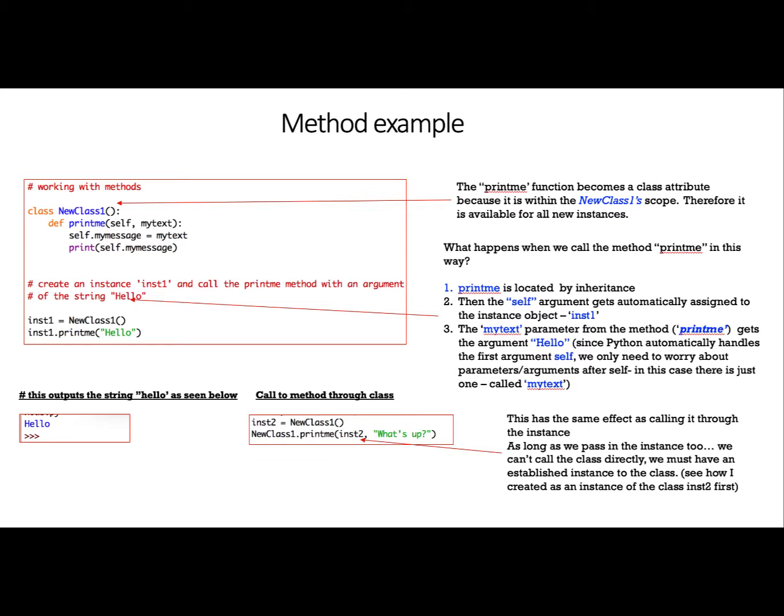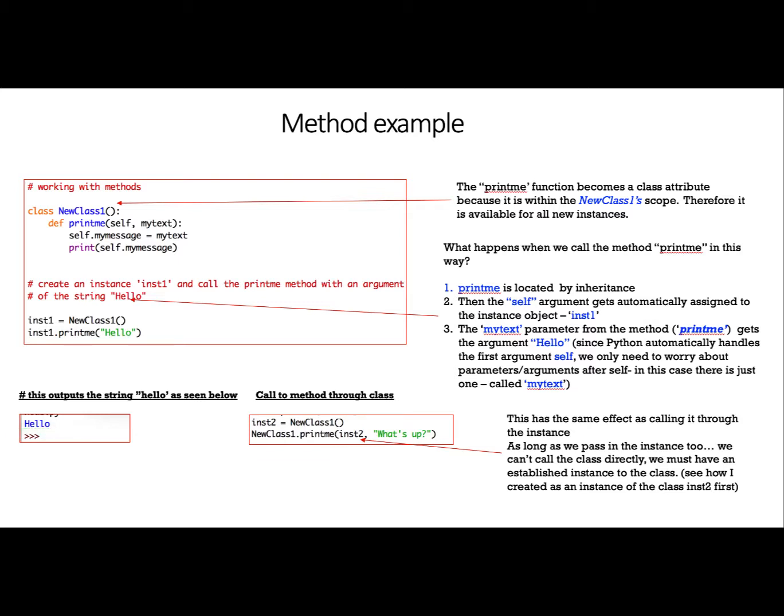So working with methods. The printMe function becomes a class attribute because it's within the NewClass1's scope. Therefore, it's available for all new instances. What happens when we call the method printMe in this way? First, printMe, the method, is located by inheritance. Then the self argument gets automatically assigned to the instance object, in this case, inst1, down here. The myText parameter from the method printMe gets the argument hello because that's what we're passing. Since Python automatically handles the first argument self, we only need to worry about parameters or arguments after self. In this case, there's just one called myText. So of course this outputs the string hello as seen right here.